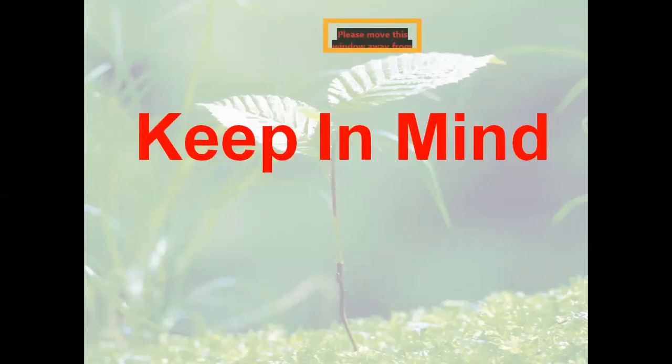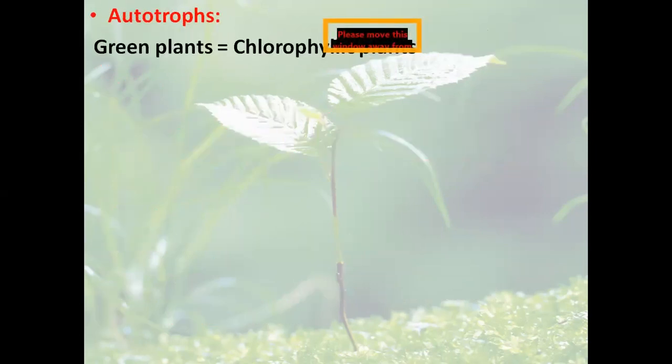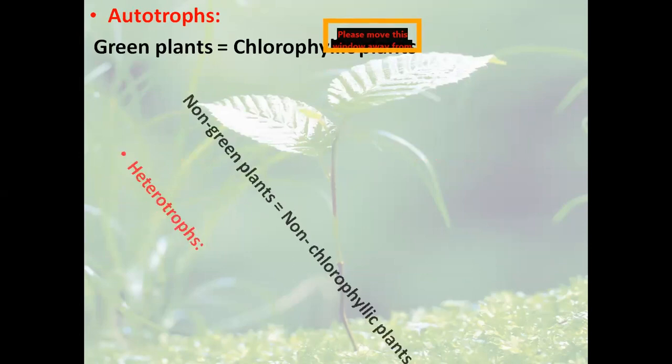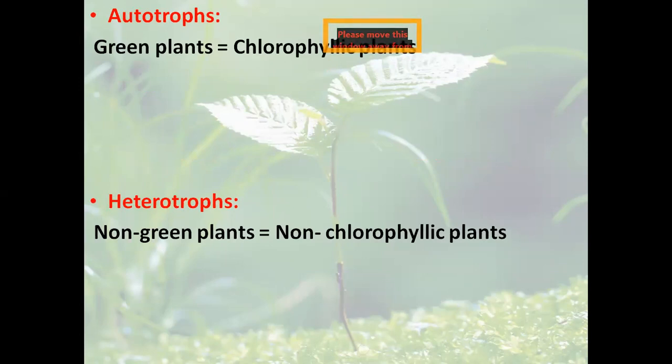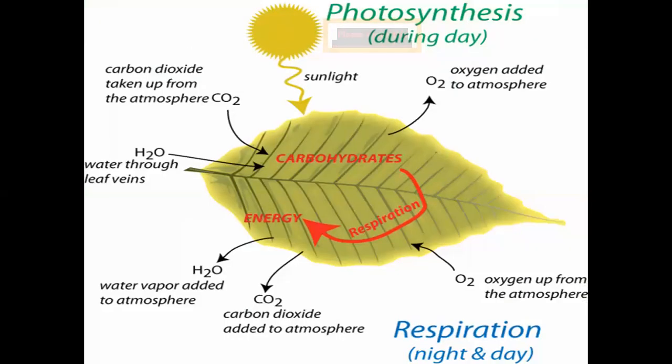Now you have to keep in mind these notes. Autotrophs are the green plants, and they are also the chlorophyll plants, meaning that they contain chlorophyll. However, the non-green plants are the non-chlorophyll plants, the heterotrophs, which lack the green pigment, which is the chlorophyll. Moving now to the most important part of our lesson, which is photosynthesis.